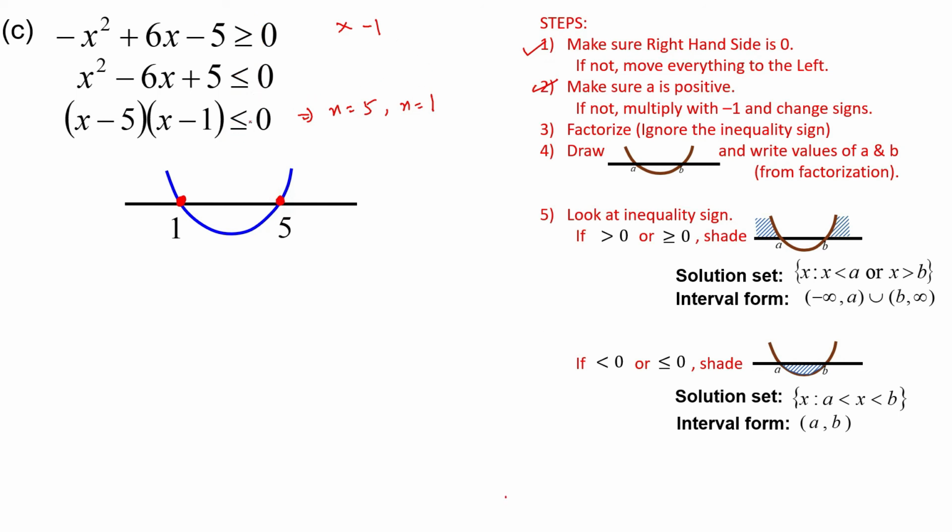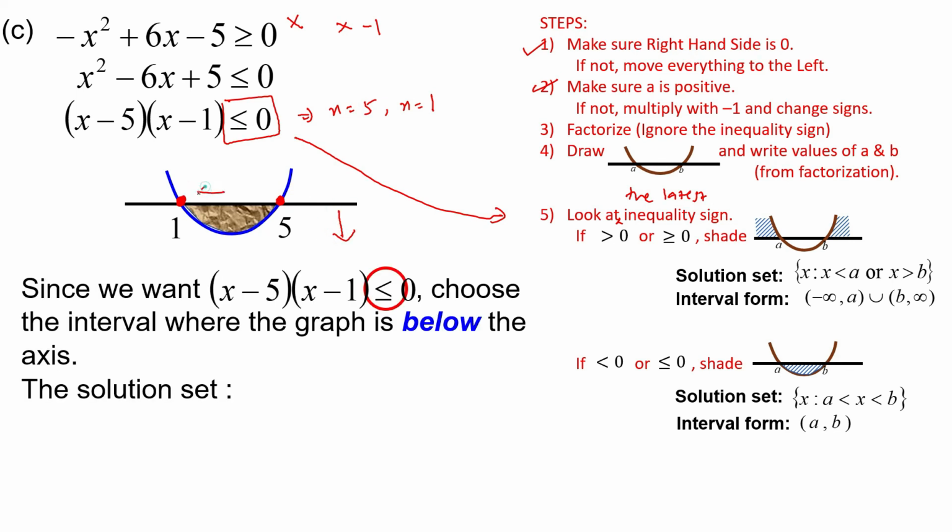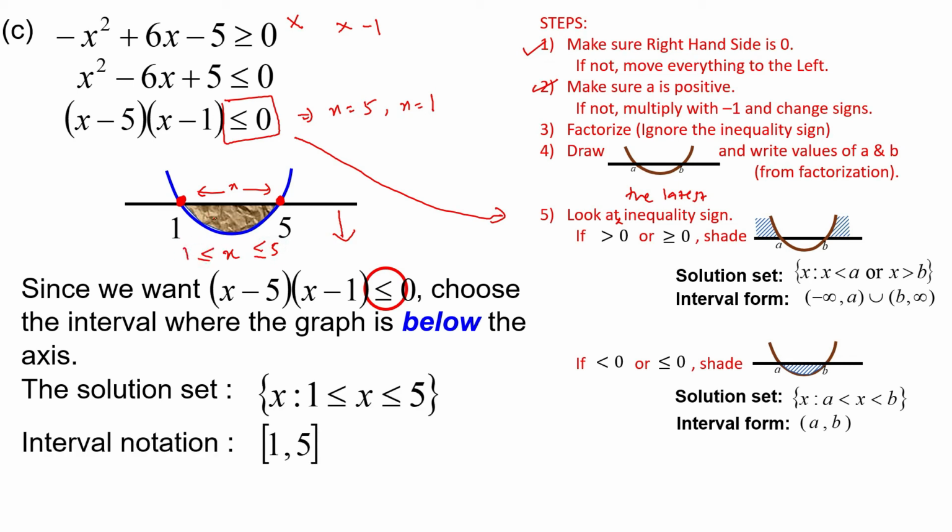Fifth step, look at the inequality sign. Please do not look at the first inequality sign. Look at the latest inequality sign. Since this is less than 0, that means we have to shade below this x line. Remember, x is right in the middle. So our final answer will be 5 and equal, and 1 and equal. Interval notation will be like that.